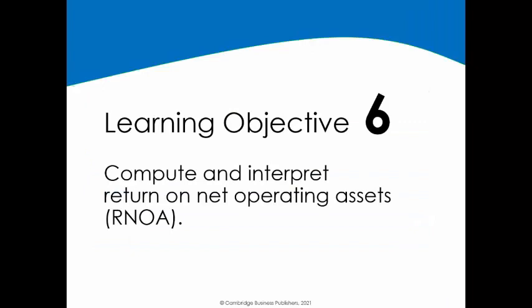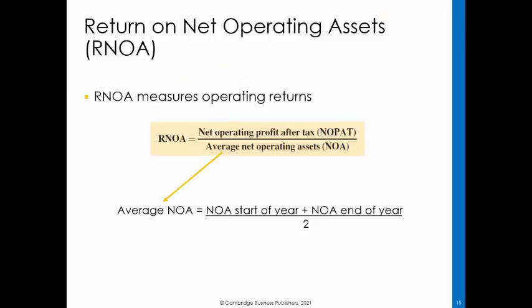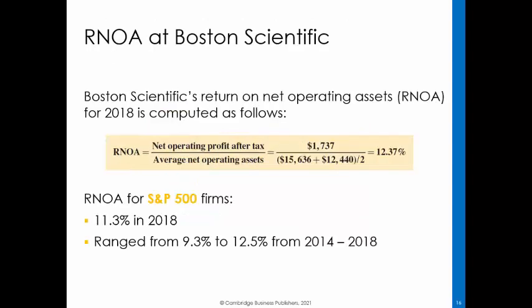In this learning objective, we will compute and interpret return on net operating assets. The return on net operating assets is calculated by dividing net operating profit after tax by average net operating assets, as shown on this slide. Boston Scientific's return on net operating assets for 2018 was 12.37% compared to the S&P 500 average return on net operating assets of 11.3% for the same year.